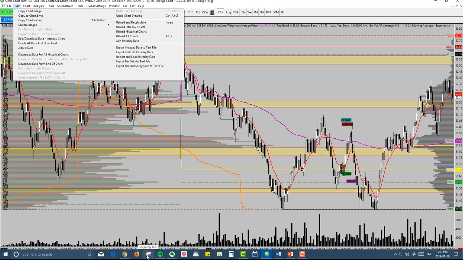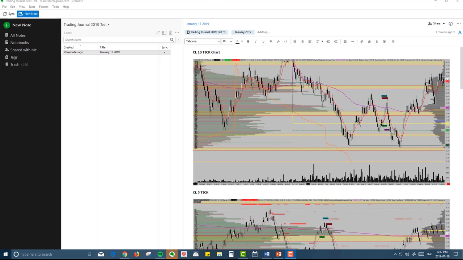So what I'm gonna do now is take the screenshots of all 3 charts for both of the instruments that I traded on the day, put them into Evernote, and then we'll go from there. All right, traders, so we're back on the Evernote screen here.